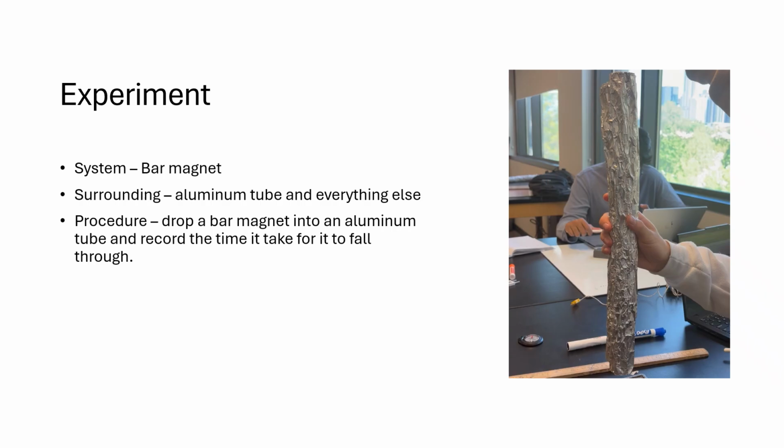The procedure for this experiment is to drop a bar magnet into the aluminum tube and then record the time it takes for it to fall through.